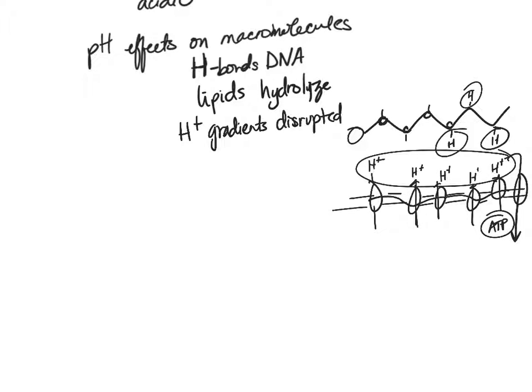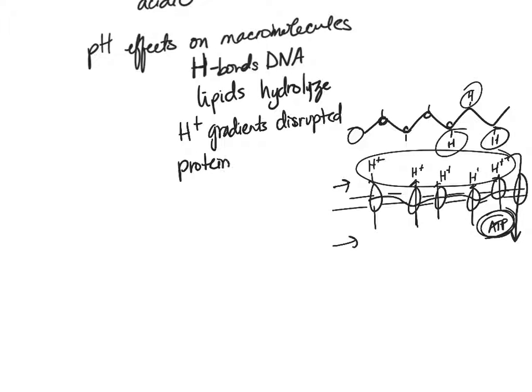And so if we are disrupting our hydrogen ions, if we have a serious increase in hydrogen ions, then we have a disruption of this difference in hydrogen ion concentration between the inner and the outer. Or if we have a serious decrease in hydrogen ions, then we're going to be decreasing all of the hydrogen ions. Therefore, we're going to have a serious problem with making ATP. So our hydrogen ion gradients would be disrupted.